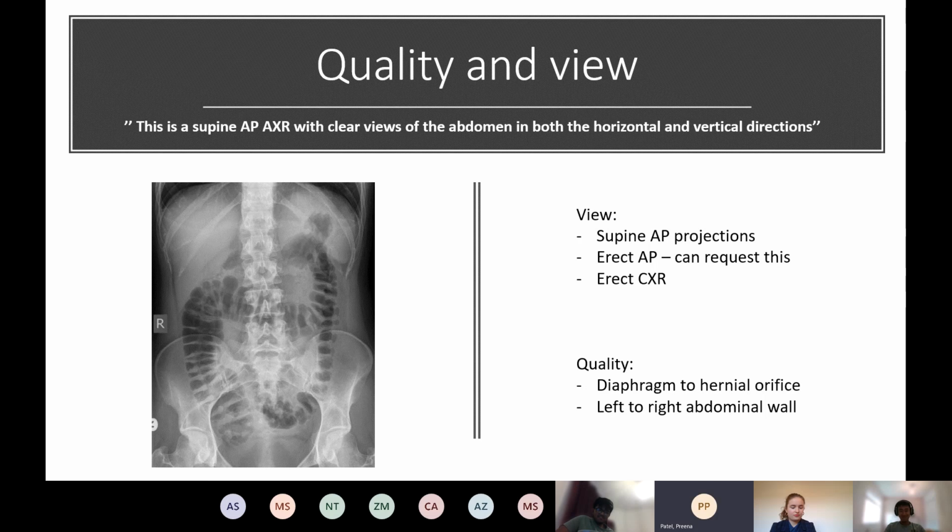There are two ways you can assess the quality and view. The view, you basically check that you can see everything from left to right and from their diaphragm down to their pelvic outlet. Can you see where I'm pointing? Can they see where I'm pointing? They cannot.